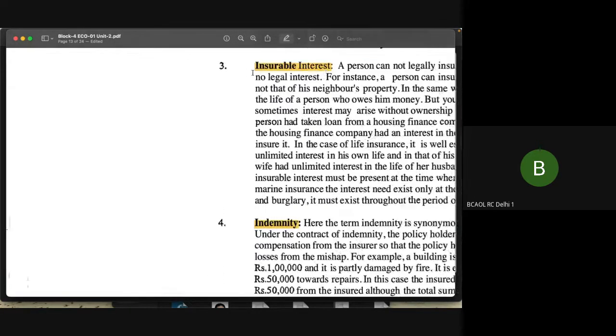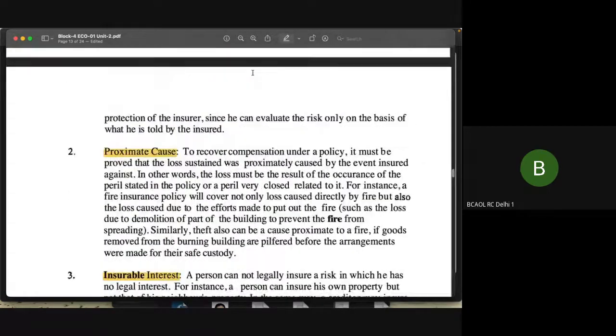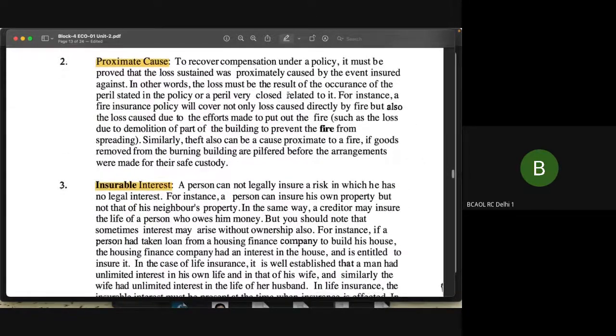Second one is proximate cause. As I was saying, in Oh My God, the only reason why Paresh Rawal could not get the money was because he got insurance for fire, theft, but not for act of God. So whenever you are getting insurance done, it has to be the proximate cause, the nearest cause. And if the cause is not the nearest, you won't be getting anything.